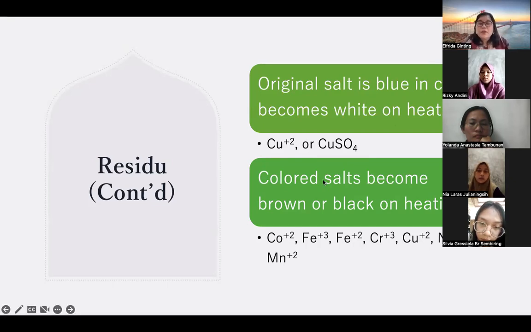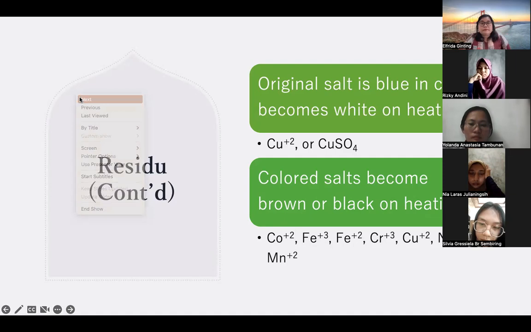Now, there are also many different salts that become brown or black when you heat them, for example cobalt, iron 3+, iron 2+, chromium 3+, copper 2+, nickel 2+, and Mn 2+. All of these are colored salts that change into a brown or black color when you heat them.